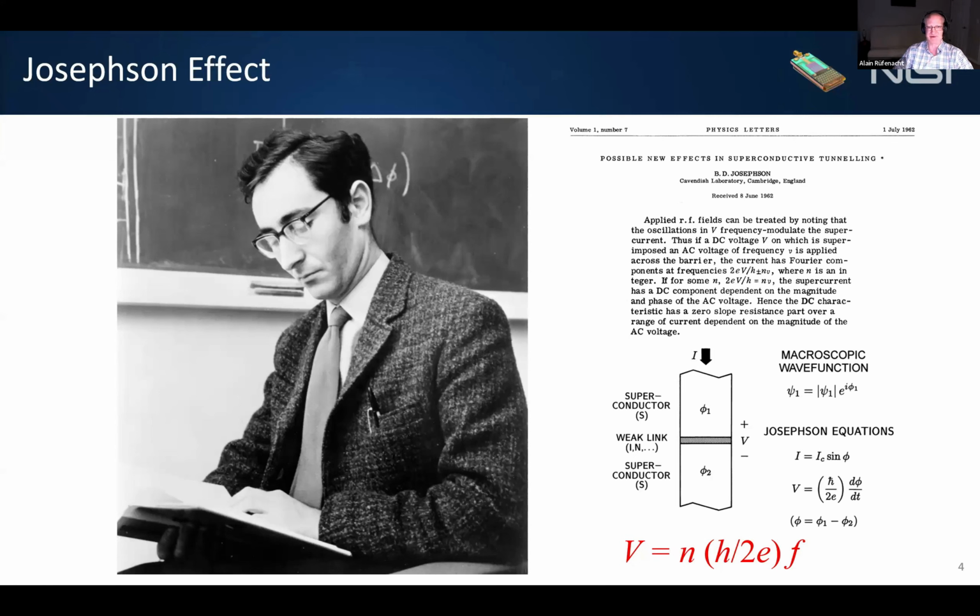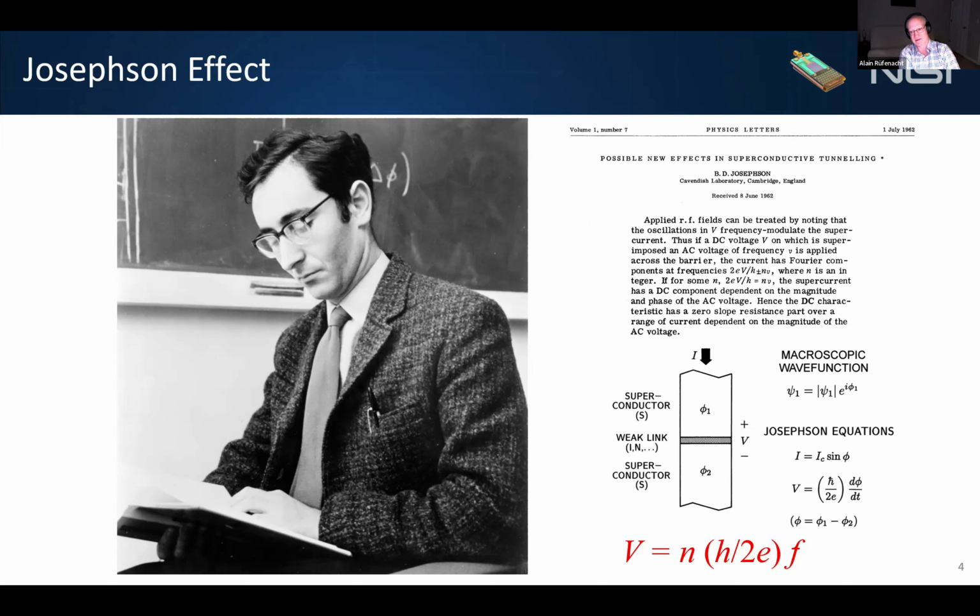who celebrated more or less the 60th year of his discovery of this effect last year. And what is the Josephson effect? It's a theory to describe the superconducting tunneling properties between two superconductors that are separated by a weak link. That could be a normal barrier, that could be an insulator, and that's what defines Josephson junctions. So what Brian Josephson did, he expressed the theory in terms of a microscopic wave function with an amplitude and a phase, and he derived two very important equations.